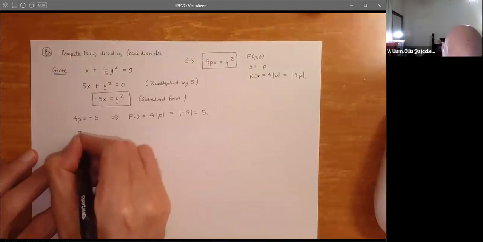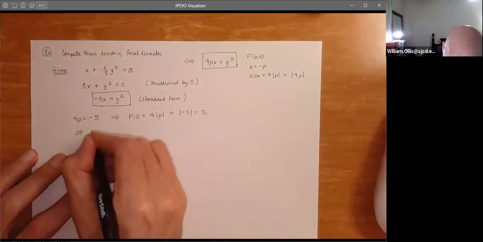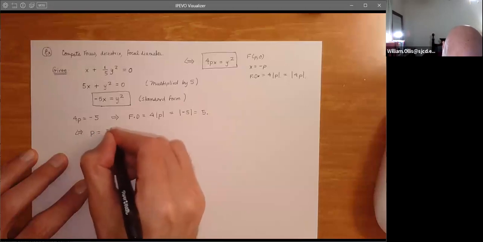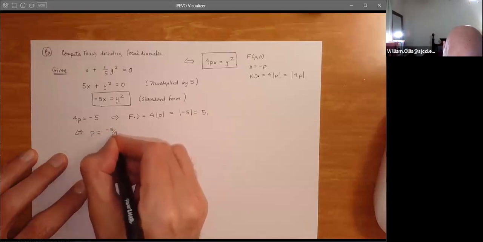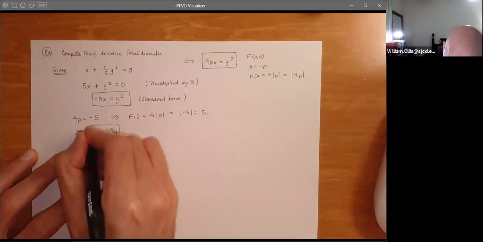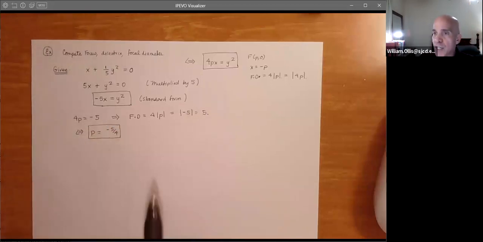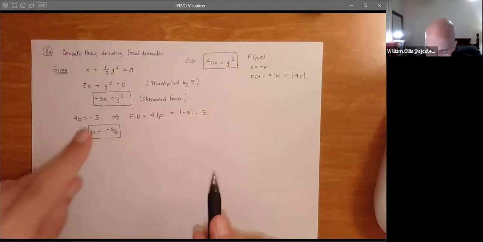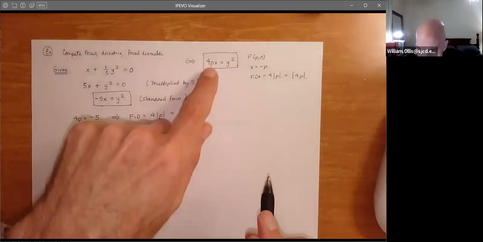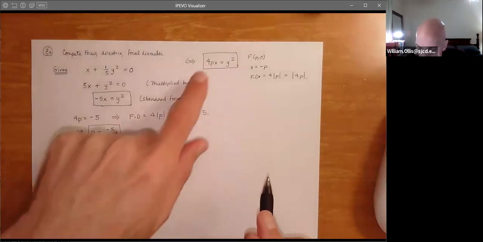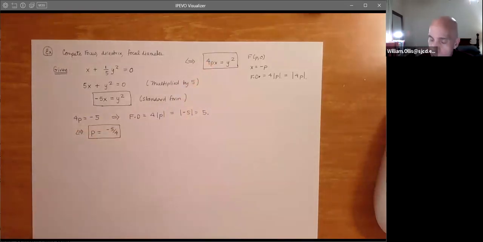And now, of course, that makes the computation for p even that much simpler. If and only if p equals -5/4. So that's the value of p. So when I talked about doing these types of constructions, we really do need to know what p is. But since we've got the coefficient here already set up for the focal diameter, we can just kind of pounce on it and be done with it.